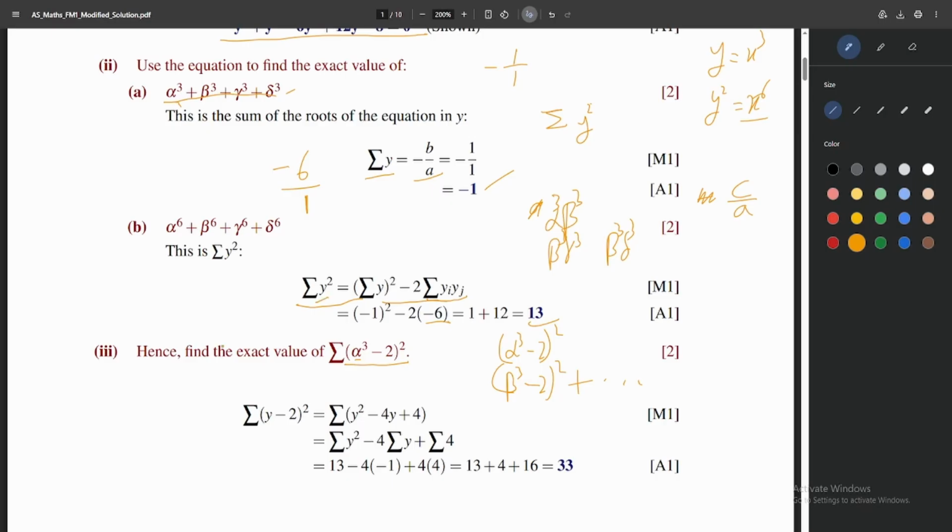We already know the sum of y squared, and the sum of the y's, and then we can square the sum of the y's, which we already know. So we turn this problem into that problem. So how do we do this?